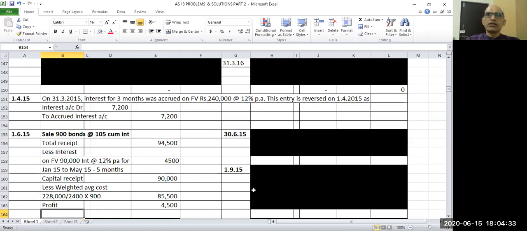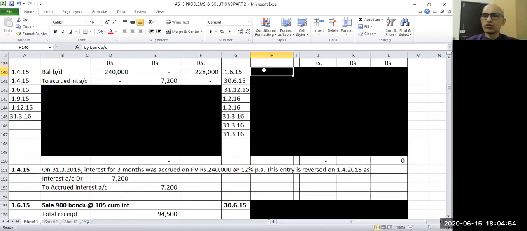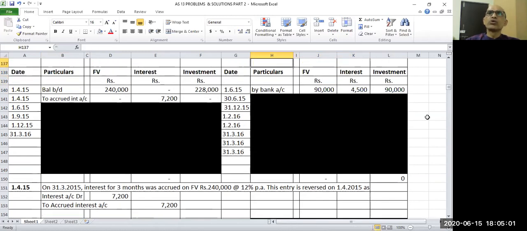How do you pass the entry? First, we'll record the sale. The entry will be bank account debit 94,500, to interest 4,500, to investment account 90,000 rupees. And then we will subsequently transfer the profit. So let us see how this entry gets recorded in the investment account. For June 2015. Bank account debit 94,500, to interest account 4,500, to investment account 90,000 rupees.